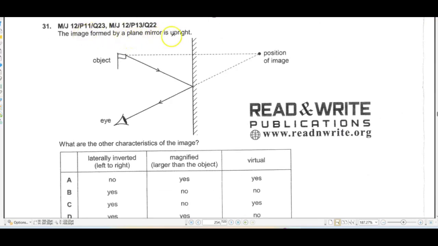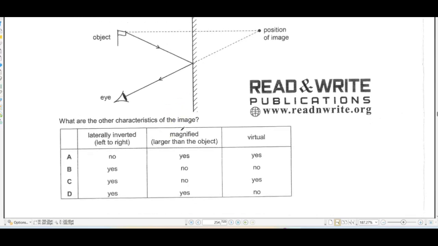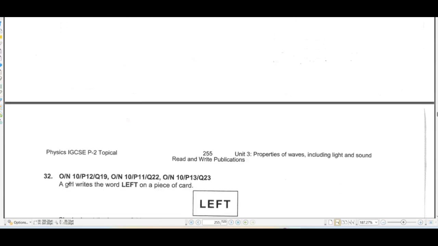This is question number 31. The image formed by a plane mirror is upright. What are the other characteristics of the image? Laterally inverted? No. Lateral inversion is there, so this is not the correct option. Lateral inversion, yes. Magnified larger than the image? No. So this is also correct. Virtual? No. Virtual should have been yes. So this option is not correct as well. So it is laterally inverted? Yes. Magnified? No. Virtual? Yes. So C ticks all the boxes and is the correct option.